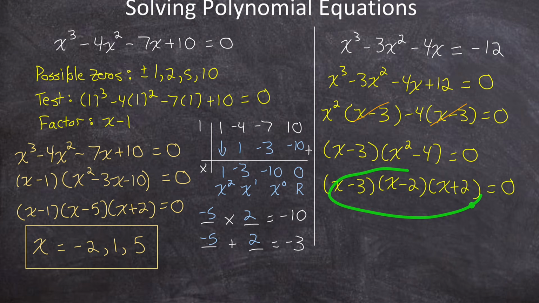And now that this is fully factored, the product would be 0 if any of the three factors were 0. This one would be 0 if x was 3, this one if x was 2, and this one if x was -2. So I'll write all three of those answers in ascending order.